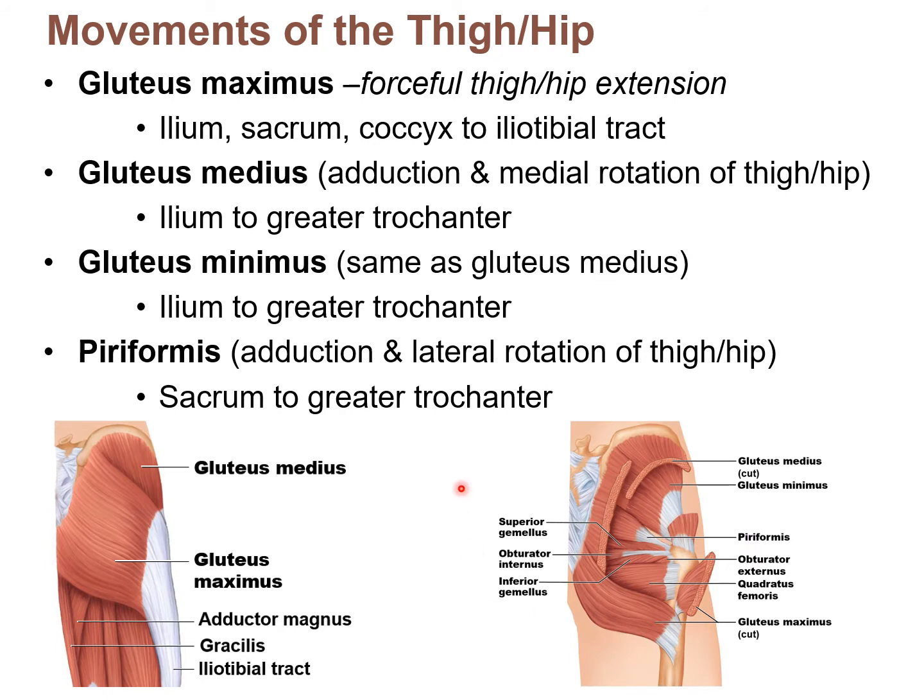So the iliopsoas group flexed the thigh or hip. Well, the gluteus maximus is going to be the antagonist of that muscle because it performs the opposite action. So when this muscle here, the gluteus maximus, is the prime mover, it is going to extend the hip or thigh. And here it is right here, right? Kind of the butt muscle, right? The gluteal muscle, gluteus maximus.